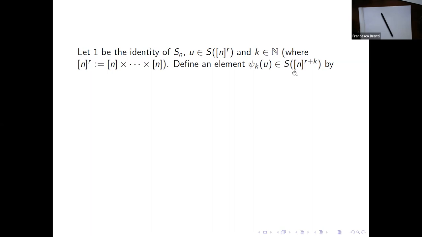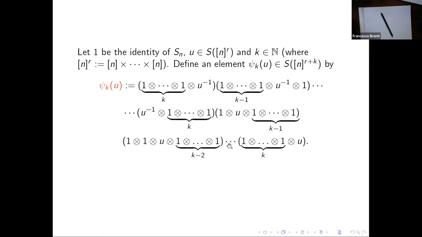I will define it in this way. It's a product of permutations. I think I'll start from the rightmost one. I multiply permutations as composition of functions, so this will be the first one that you apply. So you have 1 tensor 1 tensor 1, k times, tensor u. This permutation of the hypercube acts on r plus k tuples of integers, each one from 1 up to n. It's the identity on the first k coordinates, and on the last r coordinates, it acts as u.